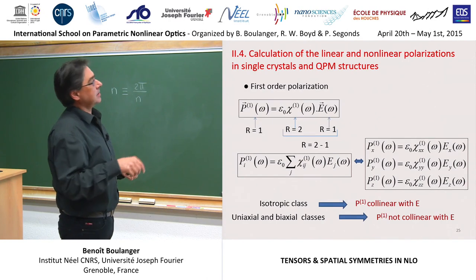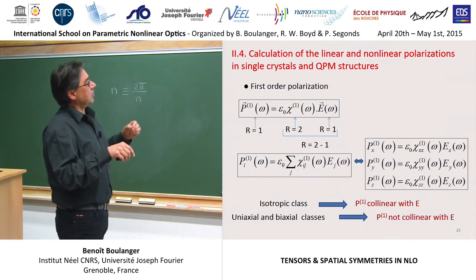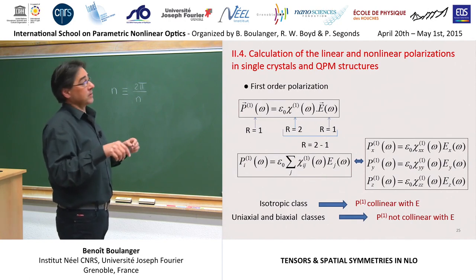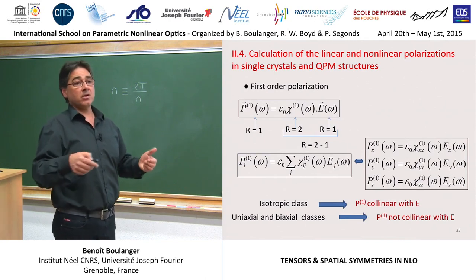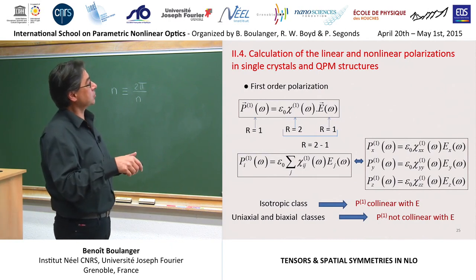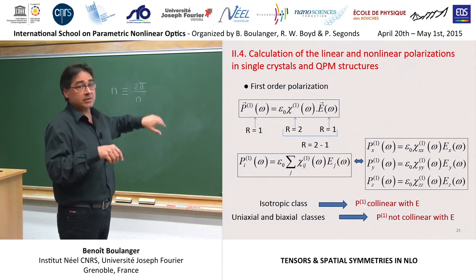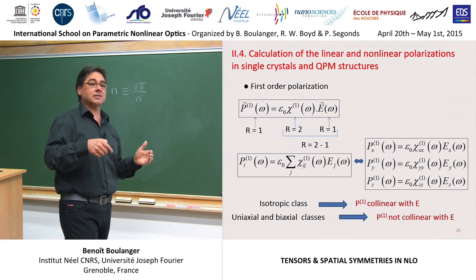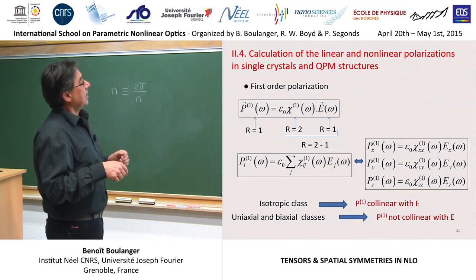And this dot is a contracted product. When you contract a tensor of rank m with a tensor of rank n, you find a tensor of rank m minus n. That is to say here, 2 minus 1 equals 1. We are very happy because on the left, we have a rank 1 tensor.